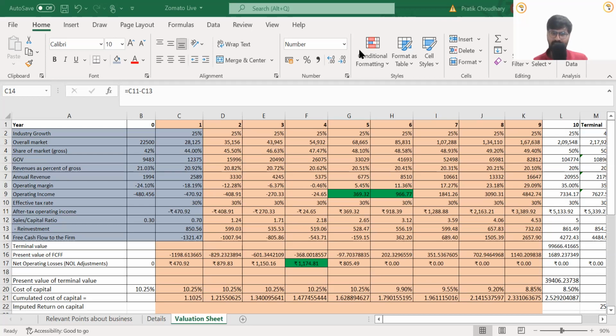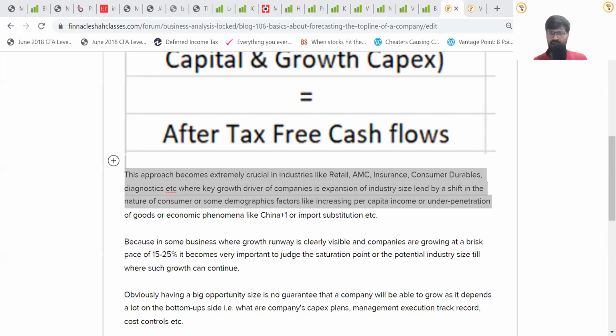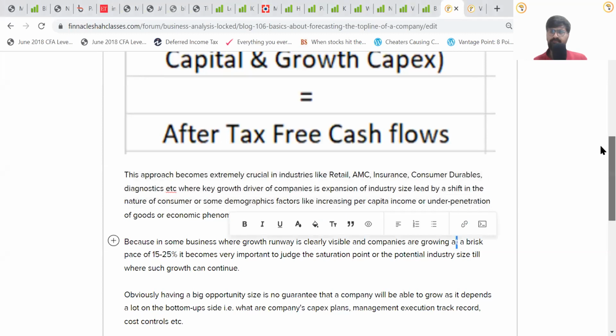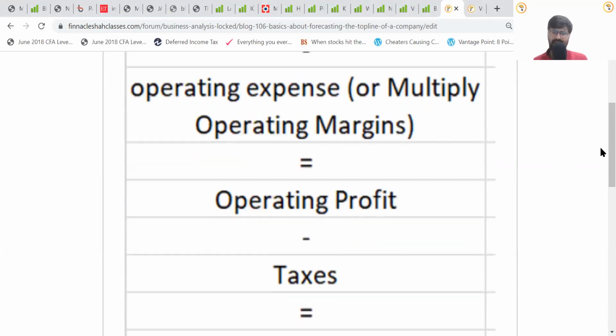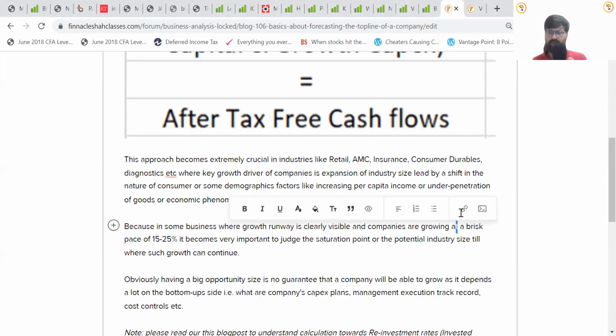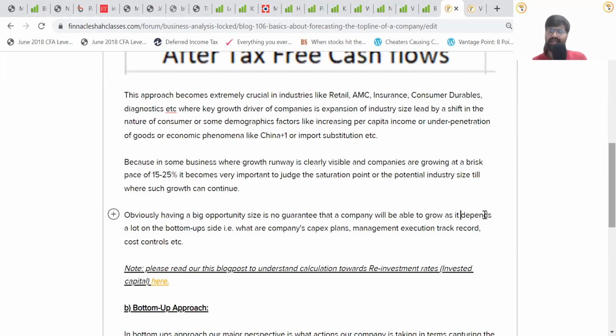So I think we'll end our session number 7 here. Okay. So when we talk here about our blog 106, we have covered 106 first part, that is the top-down approach. Now in the coming session number 8 of business analysis, we'll talk about the bottoms-up approach.